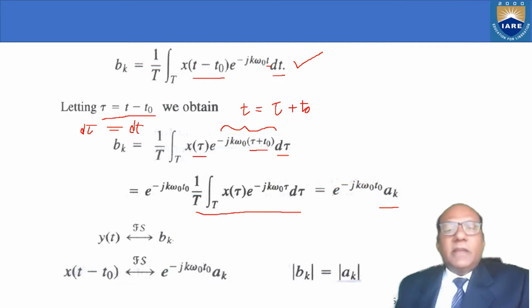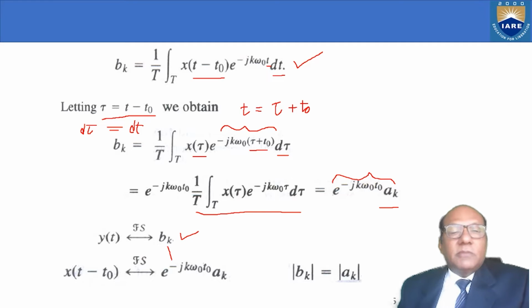So what is happening here? As I told you, bk's are nothing but the Fourier series coefficients of the shifted signal y of t. So bk is nothing but this part. That is what I am writing here: in place of bk, I am substituting this, in place of y of t. So the Fourier series coefficients of the delayed signal are equal to the original Fourier series coefficients multiplied by e to the power of minus jk omega naught t naught, which is a phase shift term. This much is phase shifted.